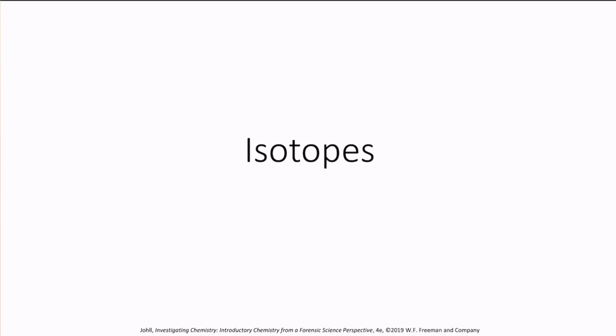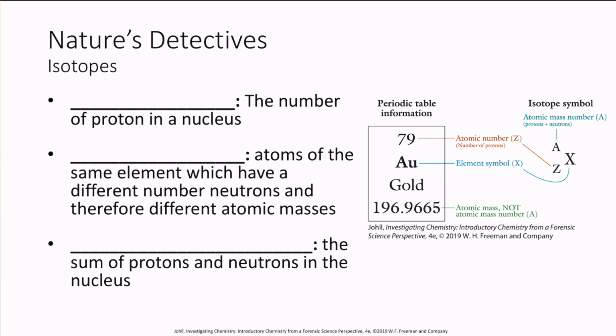In this video, we are going to talk about isotopes. In order to discuss isotopes, we're going to have to talk a little bit about what's going on within the nucleus of an atom. Now, the atomic number is the number of protons in a nucleus, and the atomic number is always going to be the whole number on the periodic table for an element.